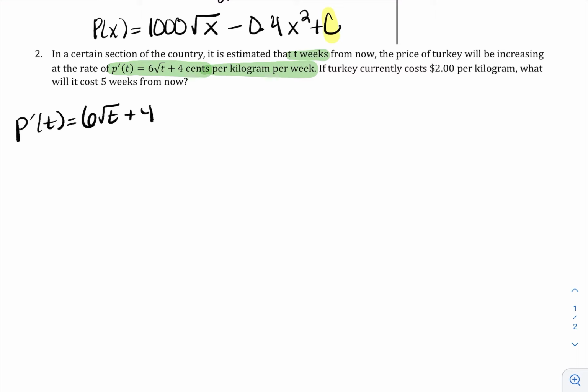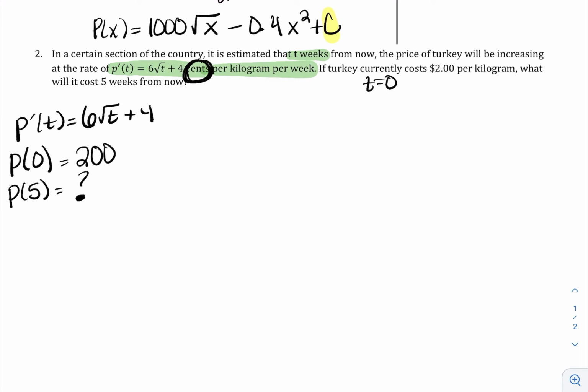It tells you that currently, so currently means T equals 0 because it's right now. So the price when T is 0 is $2. But what you need to be careful of is that the price is measured in cents. So you need to rewrite the dollars in cents. So $2 is 200 cents, 200 pennies. And then it's asking you, what is it 5 weeks from now? So T is in weeks, the price is in cents, and I'm again putting the 0 and the 5 in the regular P because it's telling me the price, not the rate of the price.